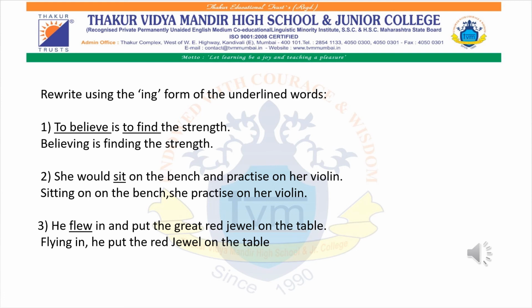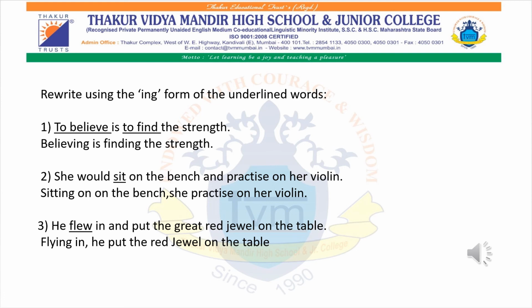So you have to rewrite using the ing form of the underlined word. They will give you the underlined word. You will have to just use ing and create a sensible sentence. Now, in the second sentence, pay attention. She would sit on the bench and practice on her violin. Now, we have to convert the word sit into ing form. If you write, she would sitting on the bench and practice on a violin, that sentence is not making any sense at all. So now you have to modify that sentence and make sure that it is making some sense. What if we write sitting first and then complete the sentence?